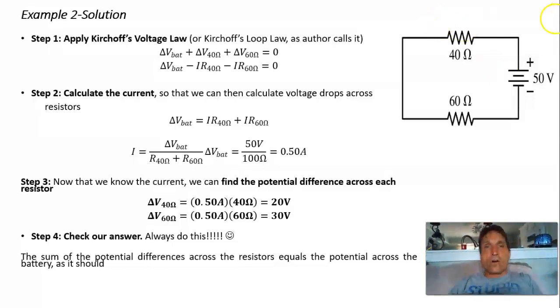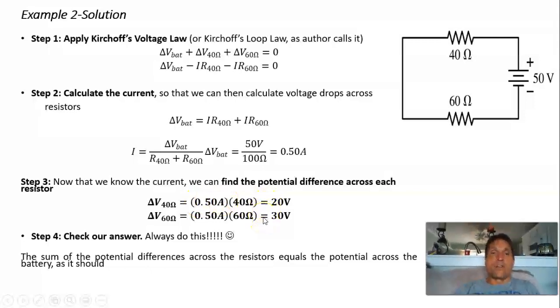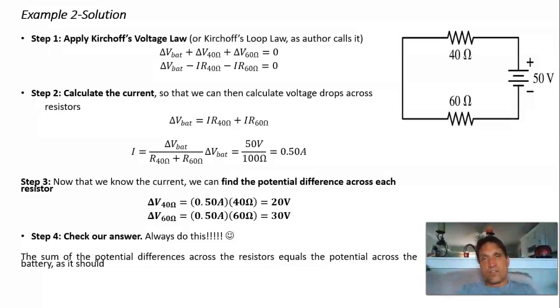And so this in general is a technique that we're going to be using. We start off always with the loop rule, or usually. We typically use that to get the current. Once we know the current, we can calculate the voltage drops across the resistors. So this is our first example of actually analyzing a circuit. Next time we're going to get into power calculations and then slightly more complicated circuits.